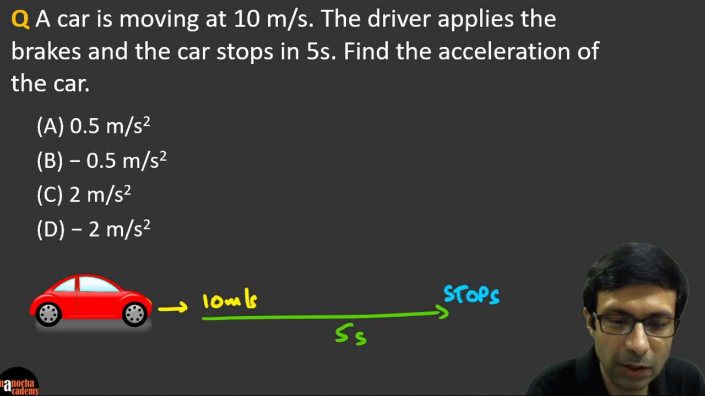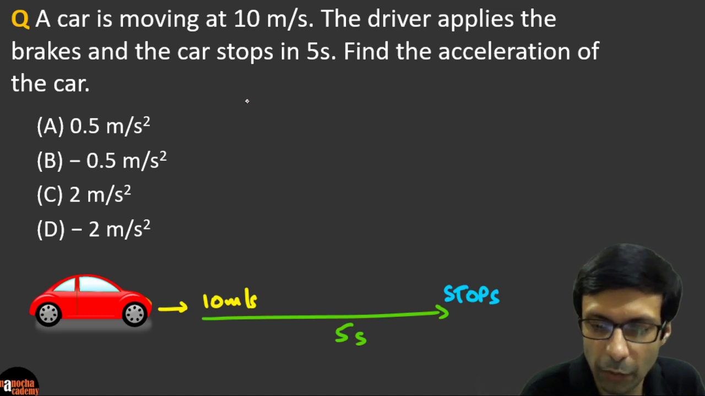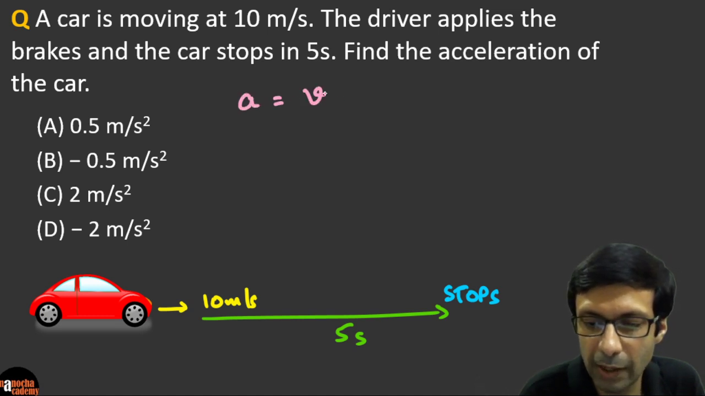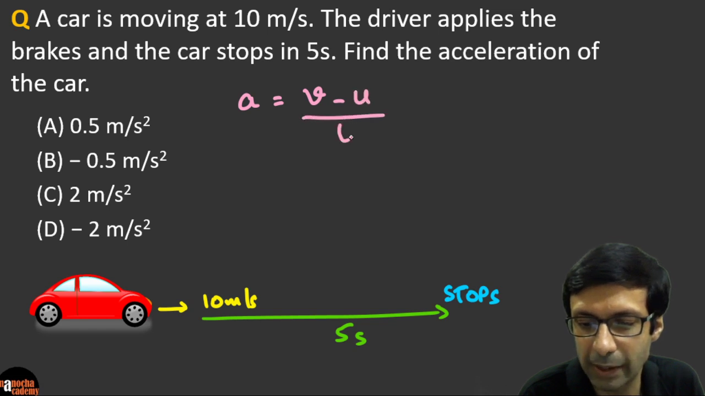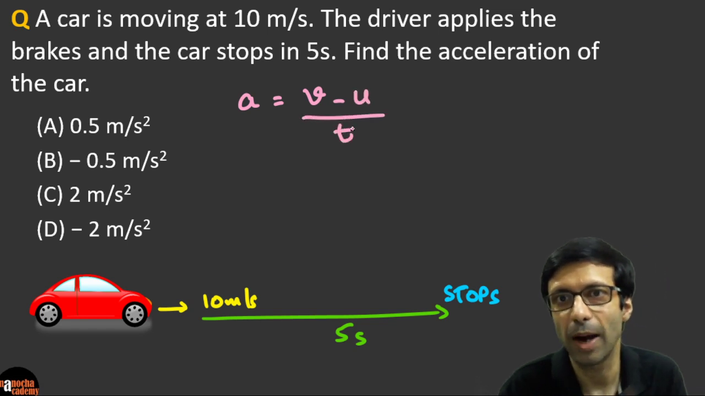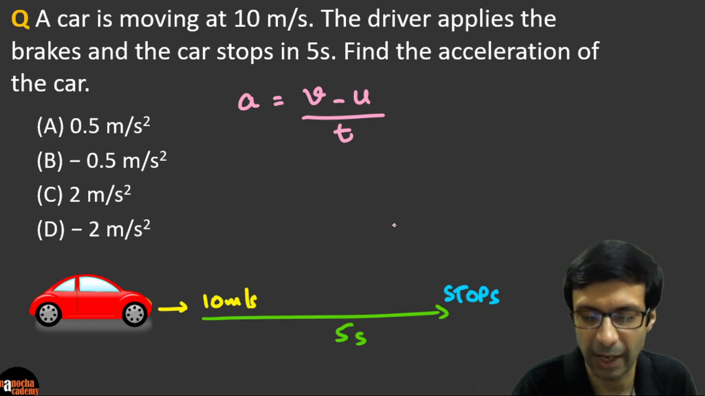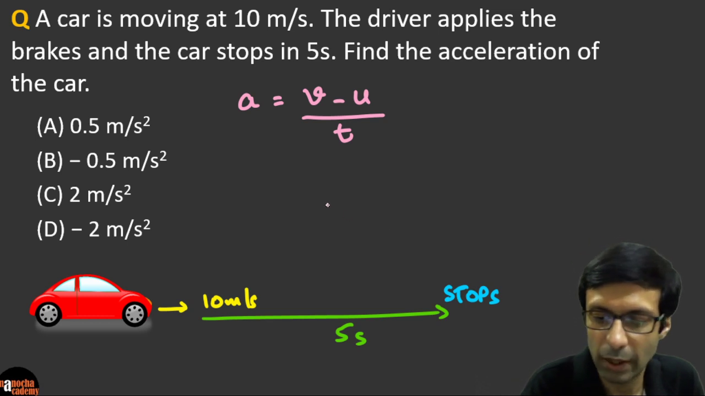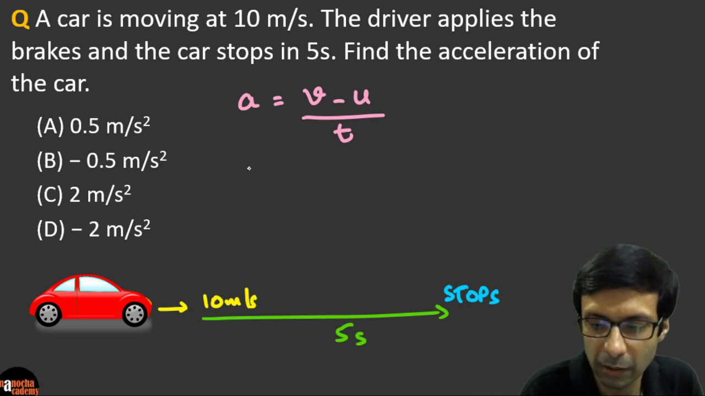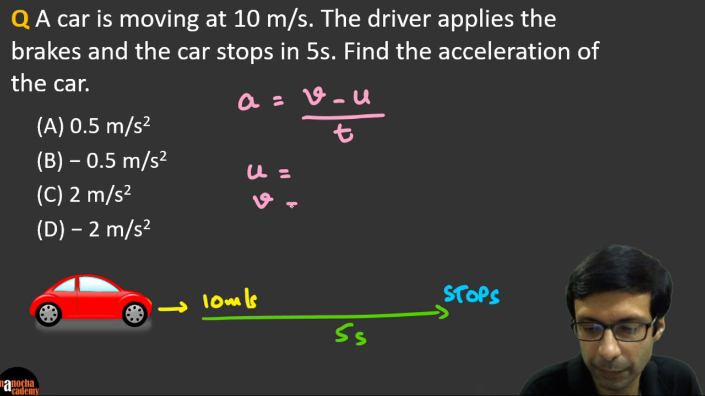So again, let's use our formula. The formula of acceleration is V minus U by T. Remember, final velocity minus initial velocity by the time. Now let's take a look at our numbers. You should clearly write down your data. We are interested in U, V and T, and let's write that from our question.